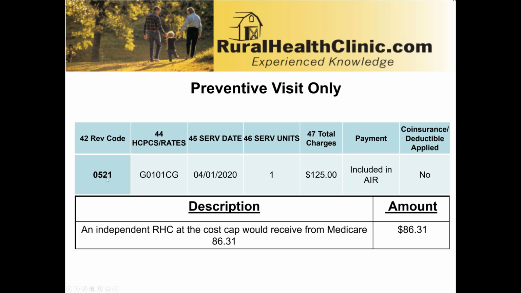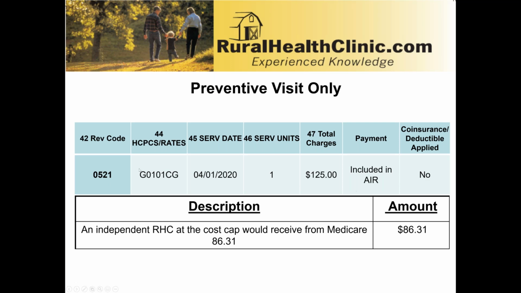Revenue code 0521. Here's our HCPCS code of G0101. You're going to put the CG modifier on this line if you do it as a standalone service. This is the only service we're asking for. In this case, we're going to charge $125 for it. You are going to get your full AIR, in this case $86.31, but there's going to be no copay or deductible on that.